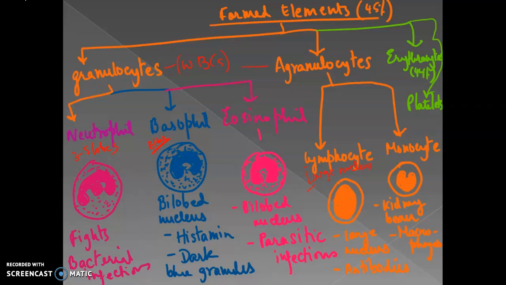It's not bilobed. And from the blood monocytes come the macrophages, and remember the macrophages, they perform phagocytosis, cleaning up all the debris found in the blood tissue.